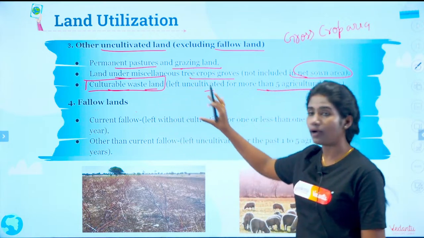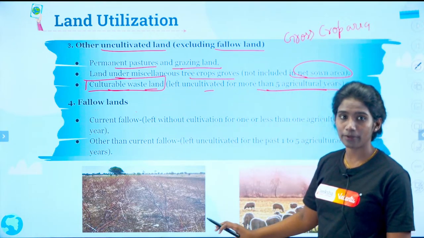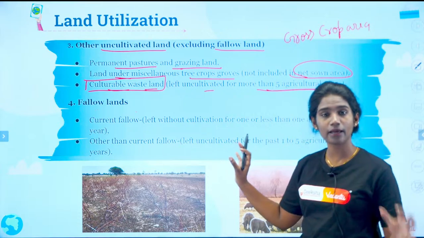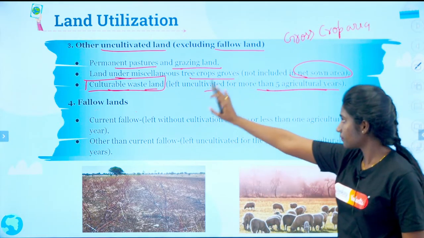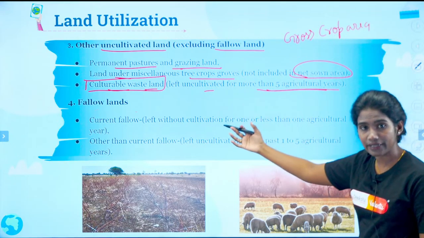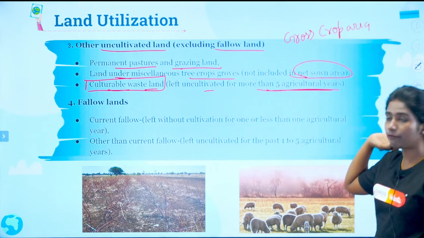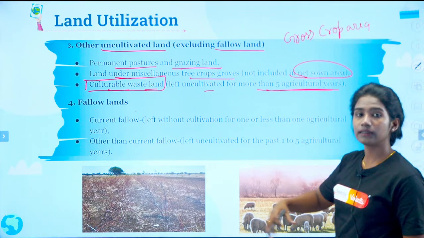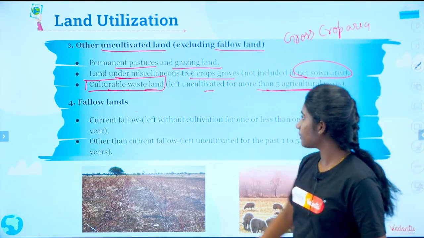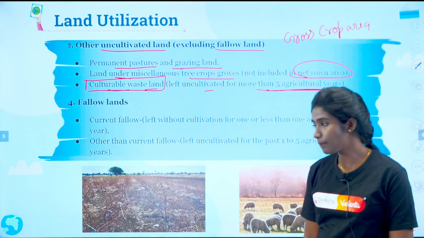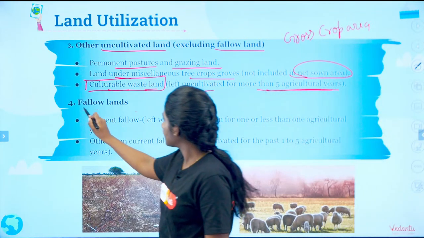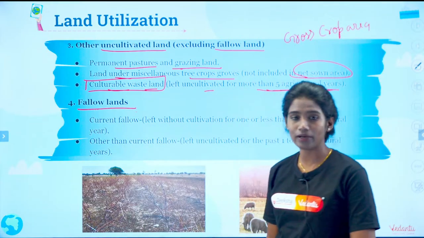You must remember all these terms, because from this topic only, they might ask MCQ questions, right? Like they might ask, the uncultivated land which is left for more than 5 agricultural years, what is that land called? They might ask that question. So that is called culturable waste land. Okay, clear with that? And then the fourth one is fallow lands.